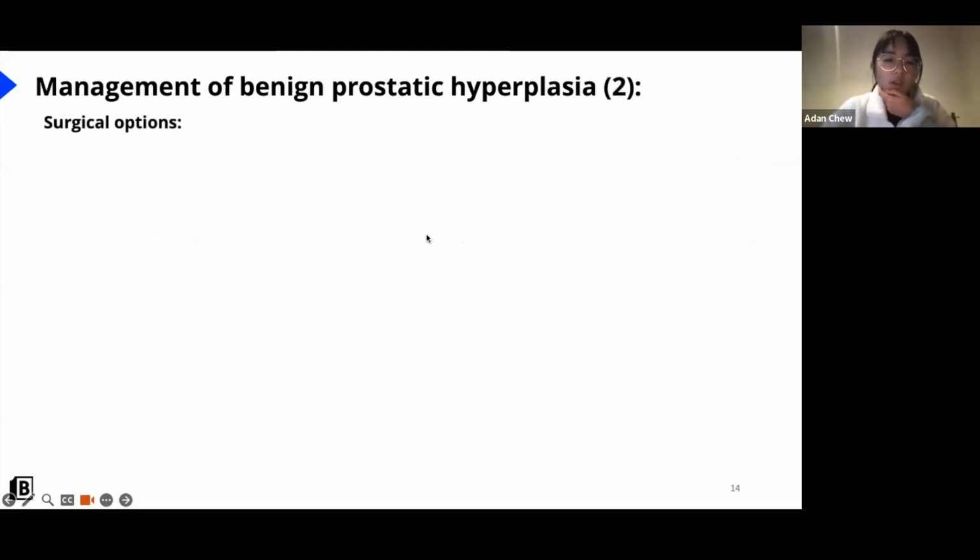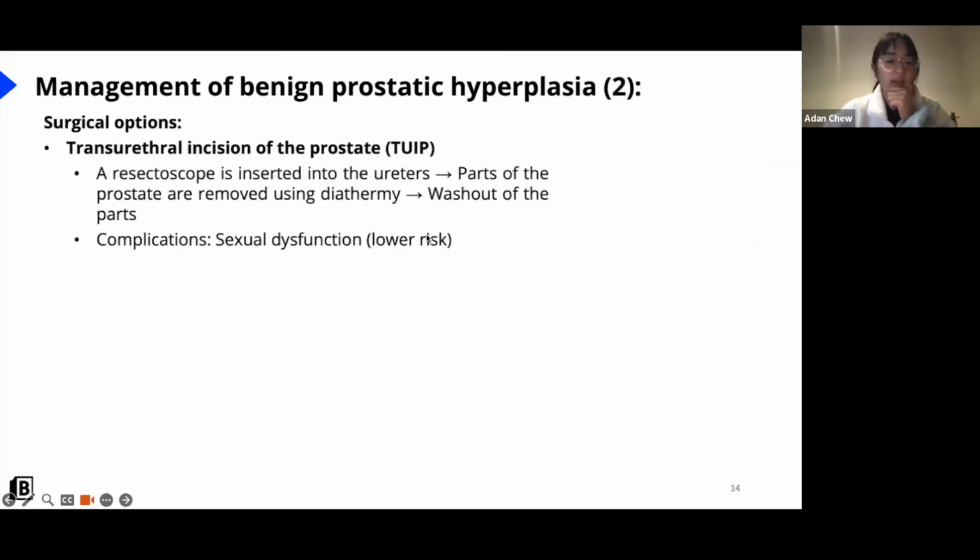So there are some surgical options. There's TUIP, transurethral incision of the prostate, where a resectoscope is inserted through the urethra, and they remove parts of the prostate using diathermy, and then you wash out the parts. You can sometimes get sexual dysfunction, but it's usually at a lower risk.